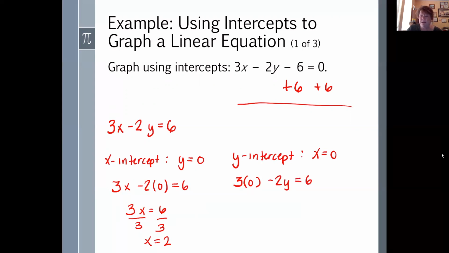Three times 0 is 0, so you have minus 2y is 6. Divide both sides by -2, and you get y is -3. So then you're going to go to your coordinate plane, and you're going to plot the point y equals -3 on the y-axis.